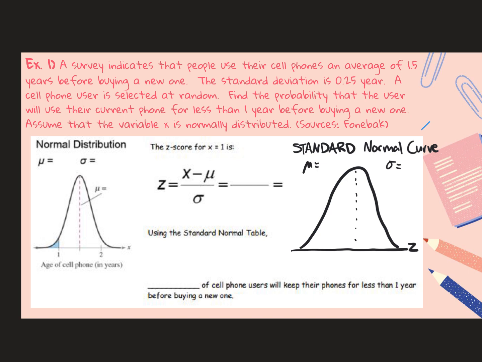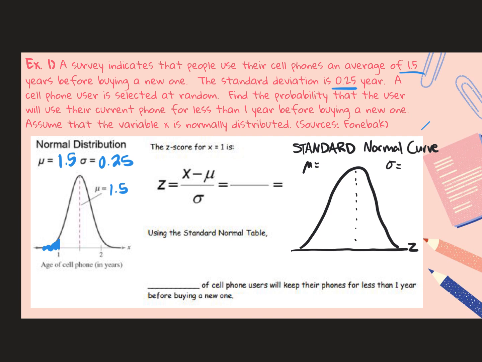So looking at the left, our normal distribution, our mean is 1.5 and our standard deviation is 0.25. We know that from our story. So here we have our picture of our normal curve. We're looking for less than 1 year, so that's to the left. Now we want to turn it into our standard normal curve.